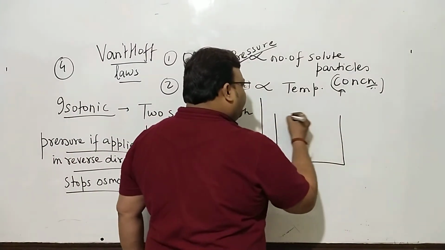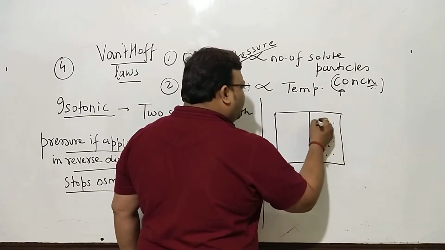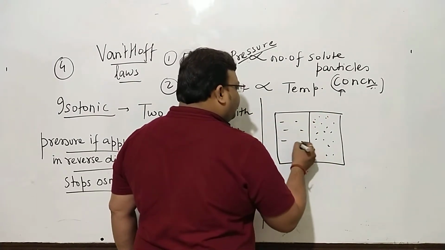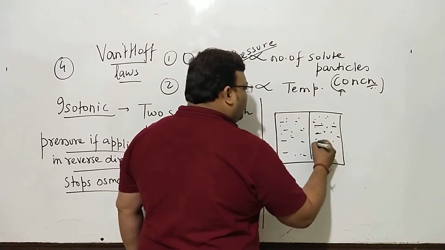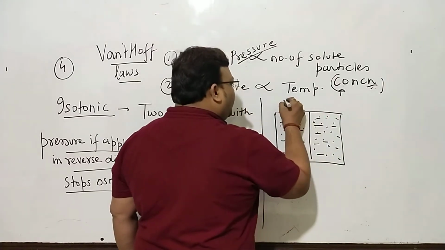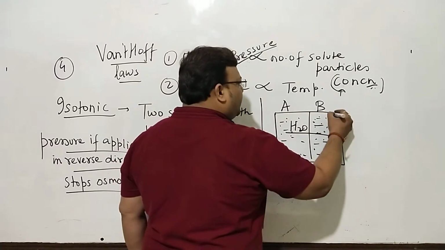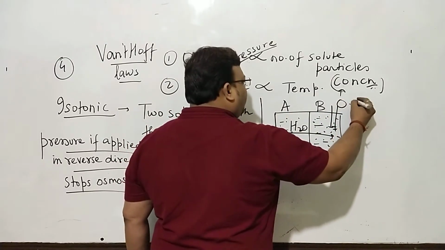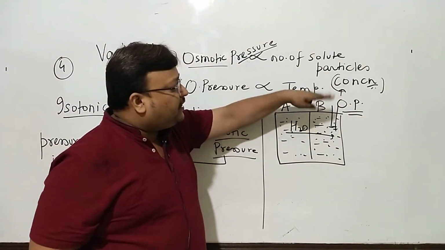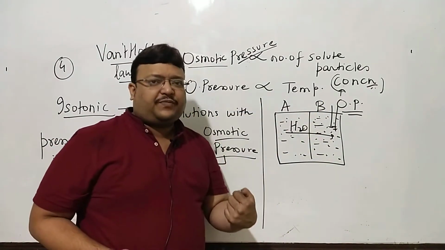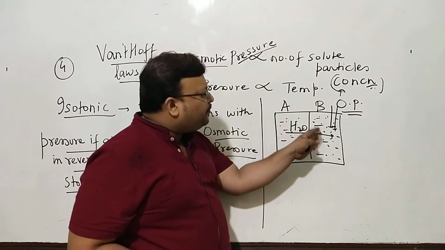If this was solution A and B, this was more concentrated, this was less concentrated, this was dilute, and you had water moving from A to B. If this is how water was moving, if you apply osmotic pressure here, osmotic pressure is also defined as the pressure which, if applied in the opposite direction, osmosis will stop. So if water was moving from A to B, osmosis is happening from A to B.